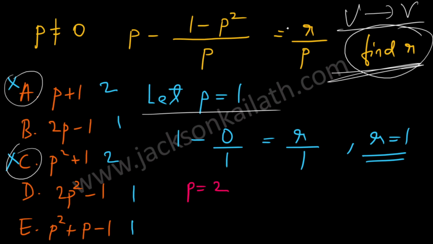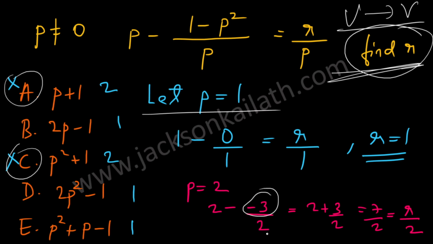When p is equal to 2, this expression over here becomes 2 minus (1 minus 4) by 2, right? 1 minus 4, that's minus 3, and then by p, which is 2, right? So 2 minus (minus 3) by 2, or 2 plus 3 by 2, which is 7 by 2, and that is r by p, and p is 2, right? Which is r by 2. So r in this case is equal to 7.